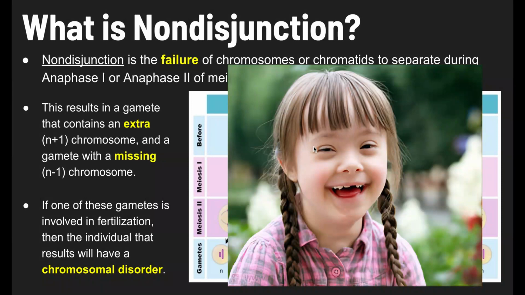So to sum up, you've seen how you can get lots of variation through 3 types of events during meiosis: independent assortment, crossing over, and nondisjunction.